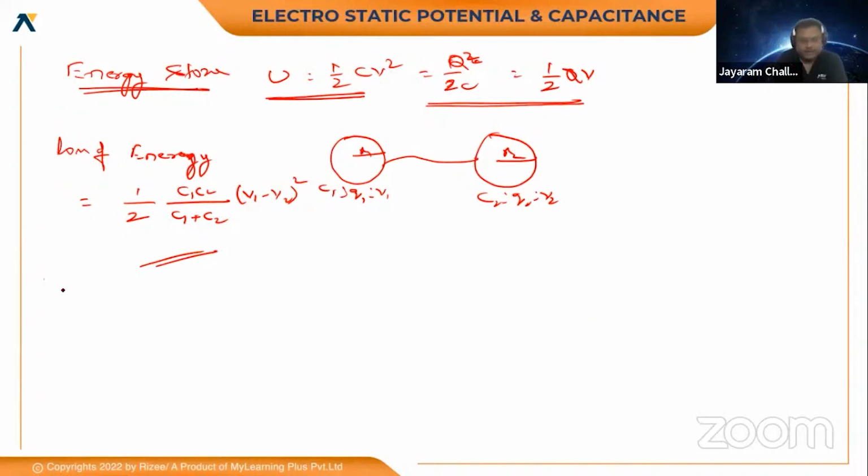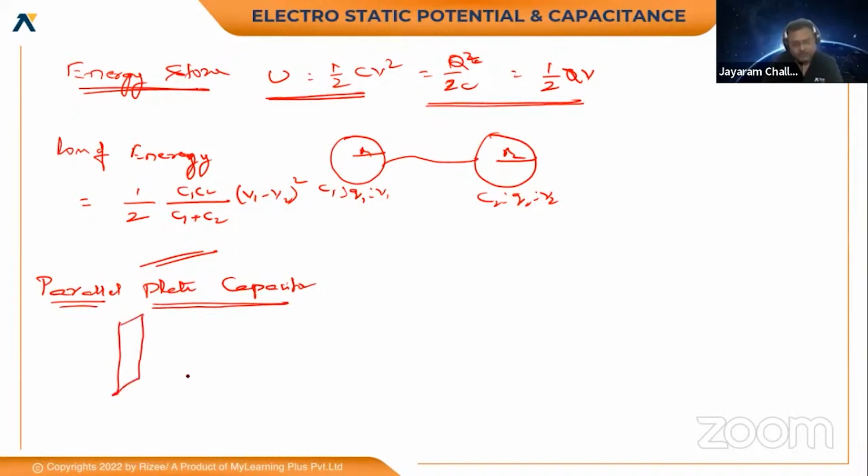Now what is the parallel plate capacitor? A parallel plate capacitor actually consists of two plates. The shape of the plates need not be rectangular; they can also be circular plates. You can apply the electric field because of the positive plate and the negative plate. This is E1 plus E2, and both of them are in the same direction.